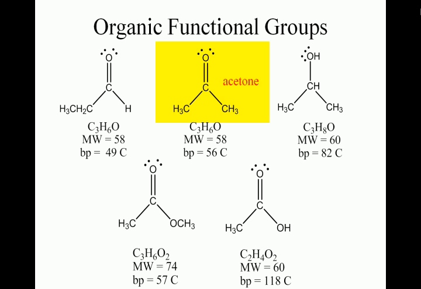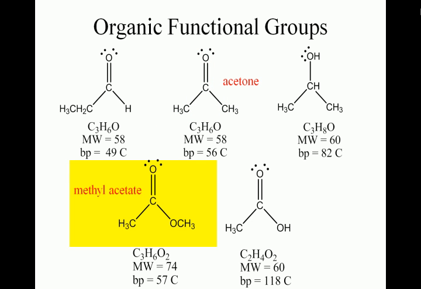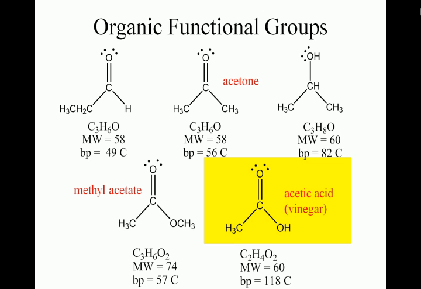This ketone in the middle is acetone. You've probably used that to take your nail polish off. This ester here is called methyl acetate. You've probably also used a very similar ester, ethyl acetate, to take your nail polish off. This carboxylic acid is called acetic acid, and vinegar is a 5% acetic acid solution in water. This alcohol is isopropanol, and you might know it better as rubbing alcohol.